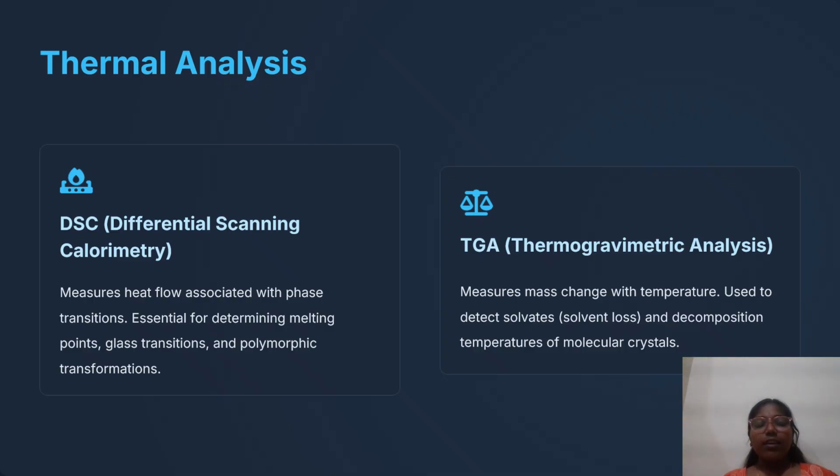Thermal analysis (DSC) is nothing but differential scanning calorimetry. Measures heat flow associated with phase transitions, essential for determining melting points, glass transitions, and polymorphic transformations. TGA, thermogravimetric analysis, measures mass change with temperature, used to detect solvates, solvent loss, and decomposition temperatures of molecular crystals.